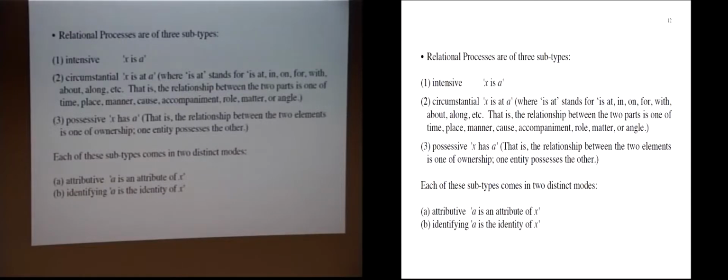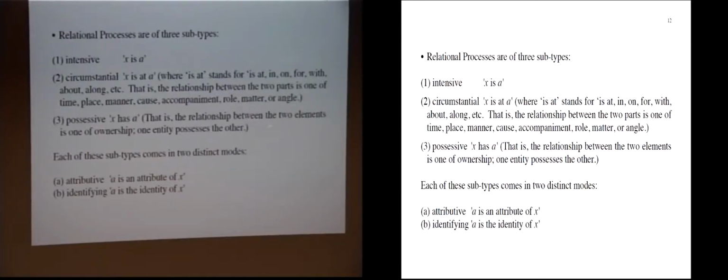Now, the circumstantial type is just talking about, again, the meaning of the forms here. So it has a circumstantial meaning, and that meaning is either expressed in the process itself, or it's expressed in the type of participant, the attribute. I'll give you more examples in a minute, but the relationship involves some kind of time, place, manner, cause, accompaniment, role, matter, or angle. So these are all types of circumstances. So if the meaning involves one of these circumstantial kinds of meanings, then we call that a circumstantial relational process.